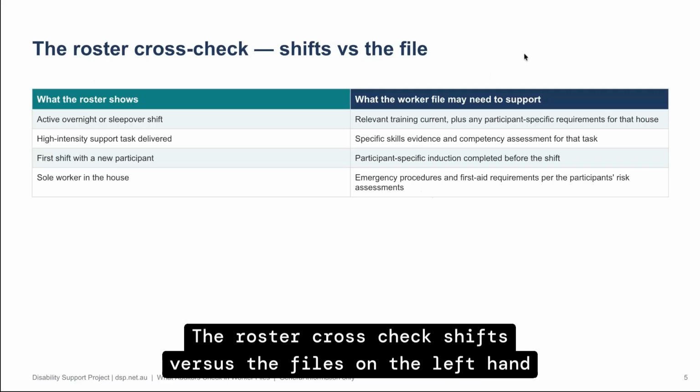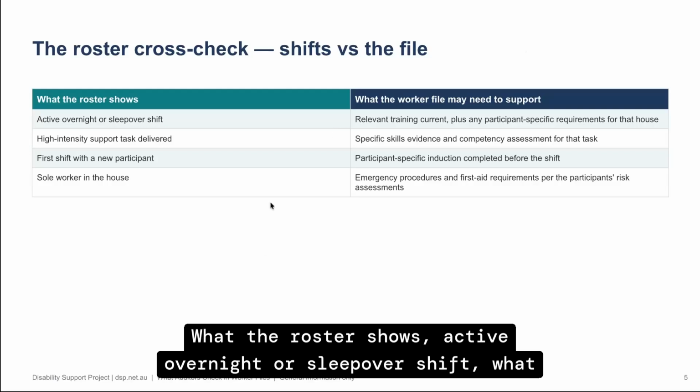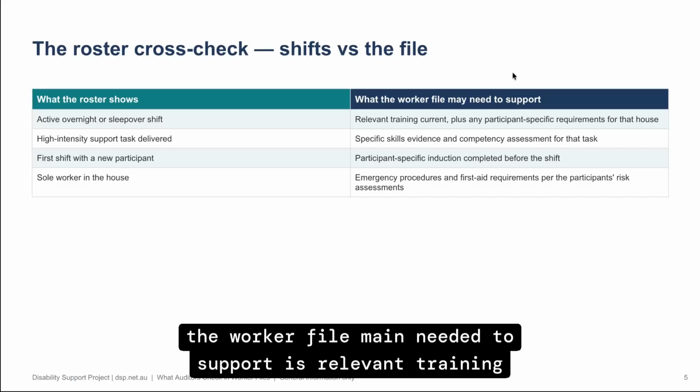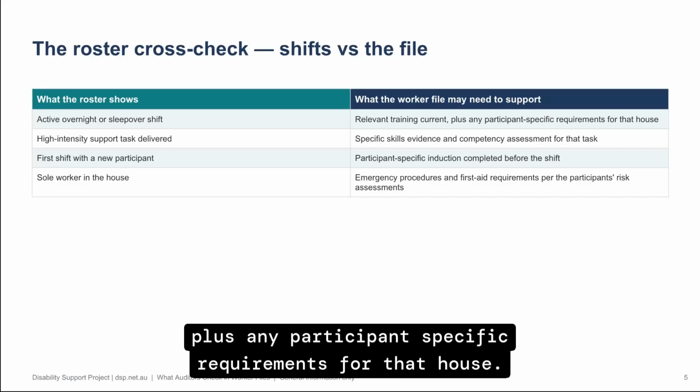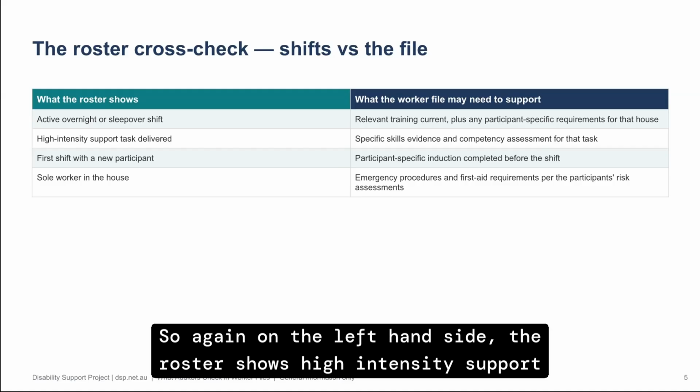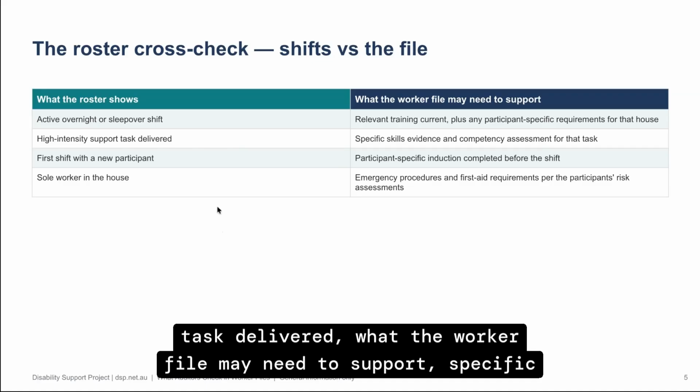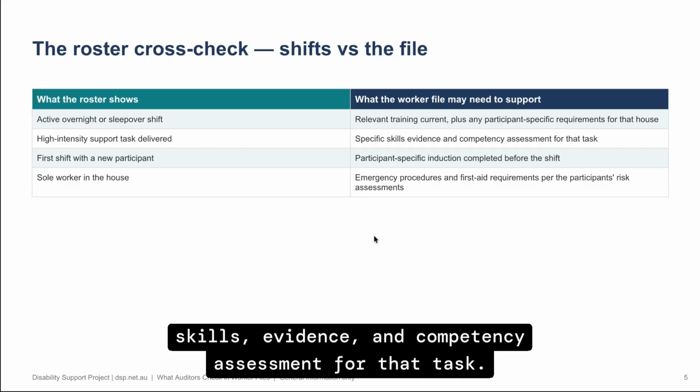The roster cross-check, shifts versus the file. On the left-hand side, what the roster shows: an active overnight or sleepover shift. What the worker file may need to support is relevant training, current, plus any participant-specific requirements for that house. Again, on the left-hand side, the roster shows a high-intensity support task delivered. What the worker file may need to support is specific skills, evidence, and competency assessment for that task.